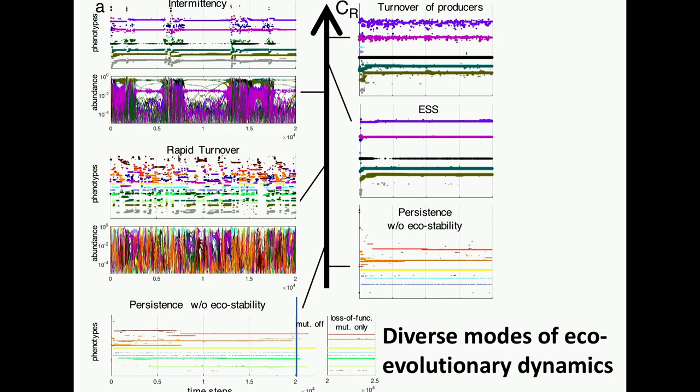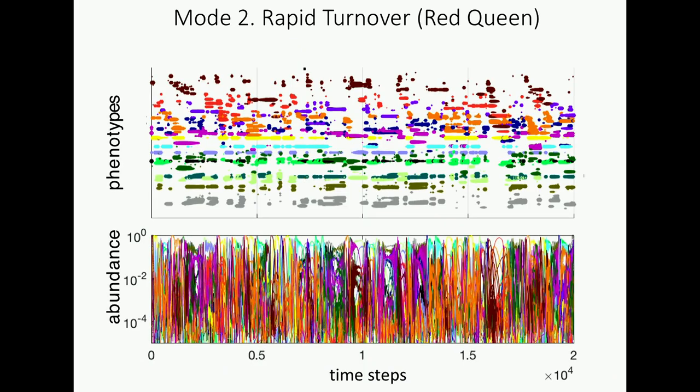What struck me is that as we change the parameters, there are several different types of patterns that you start to see. I call them different modes of the eco-evolutionary dynamics. So what I've shown you so far are the evolutionary stable states, which we kind of know and love and know how to think about. But there are several other eco-evo modes, and I'll go through them right now.